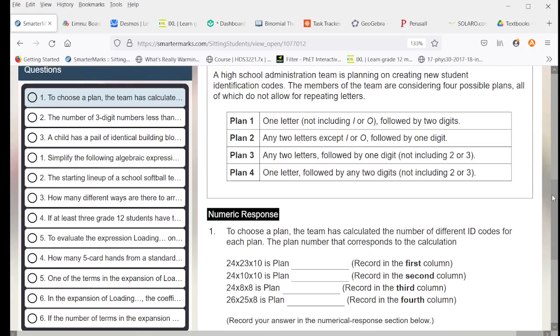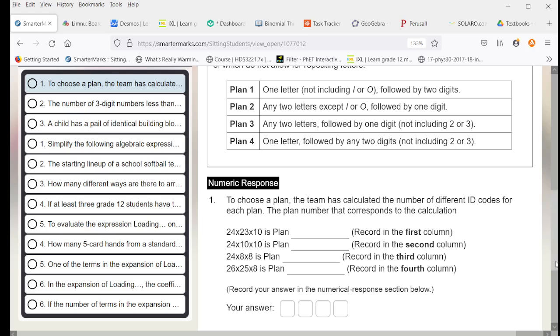So here, a high school administrator is planning on creating new student identification codes. The members of the team are considering 4 possible plans, all of which do not allow for repeating letters. So we need to choose a plan based on these ID codes. Notice here that we don't have to actually solve it, we just have to say which of these represents the plan. So this is a fundamental counting principle problem.